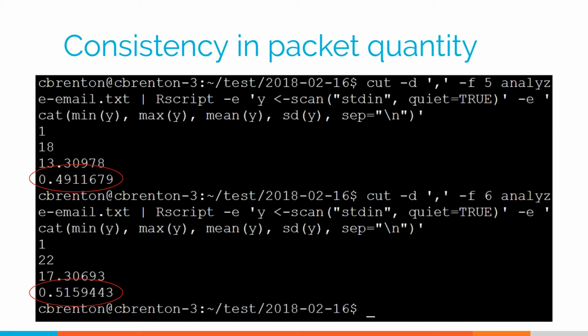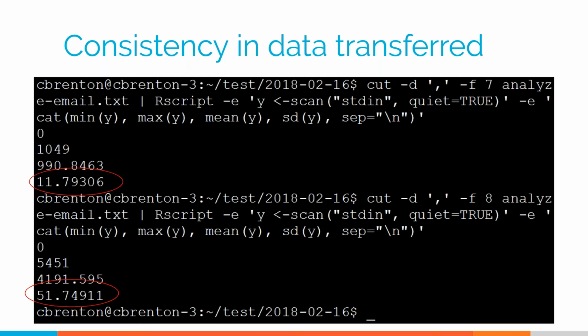So from looking at the number of packets leaving as part of each session, it's looking to me like it's a beacon. At the bottom of the screen, we're doing exactly the same thing, but with the number of packets coming back in return. And again, it's about a 0.5 standard deviation. That's pretty small. So again, we're looking at something that looks like it might be a beacon.